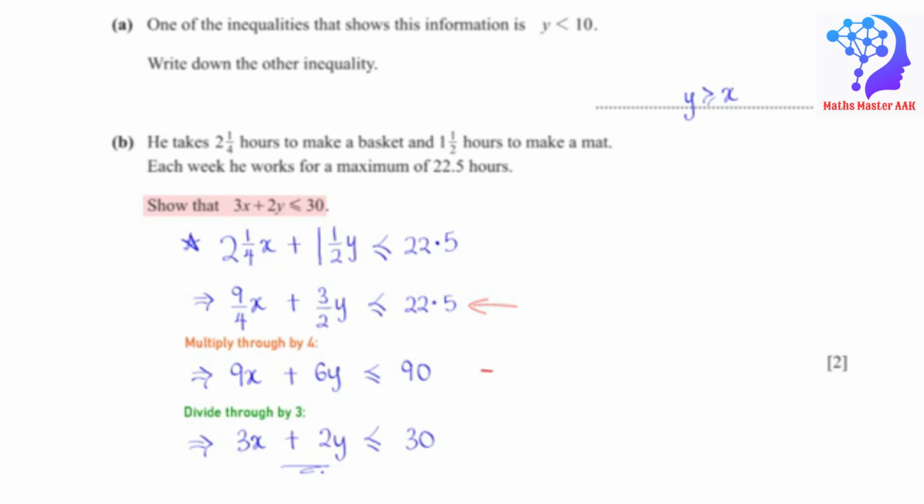In the next step, we multiply through by 4. 4 times 9/4 x is 9x. 4 times 3/2 y is 6y. 4 times 22.5 is 90. When we divide through by the common factor of the terms, which is 3, we have 9x divided by 3, which is 3x. 6y divided by 3 is 2y. 90 divided by 3 is 30.